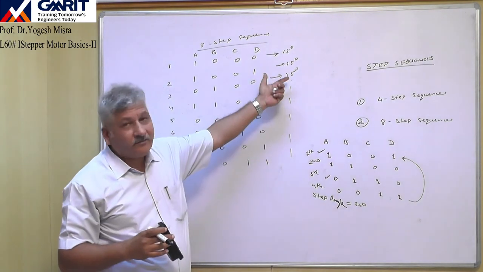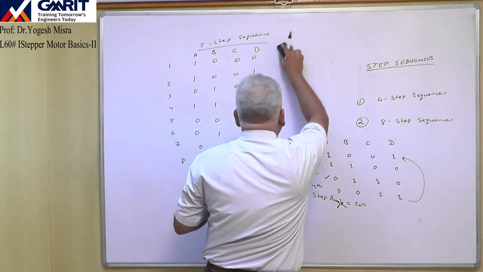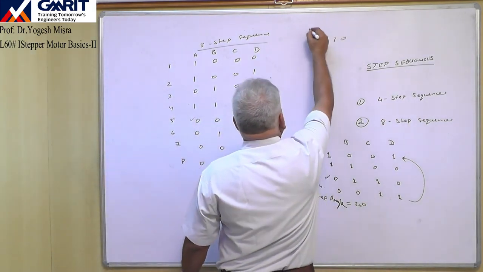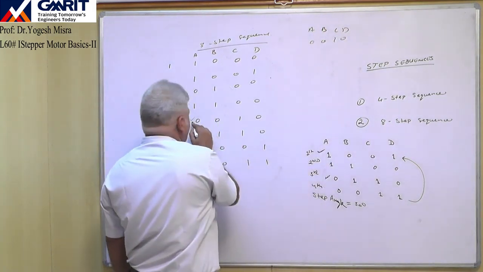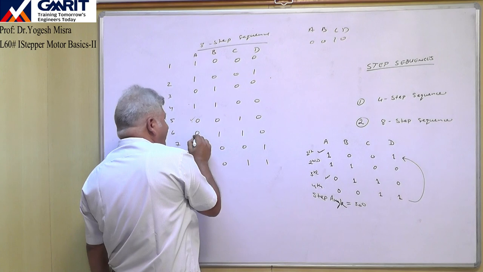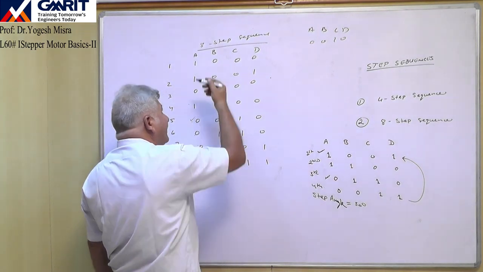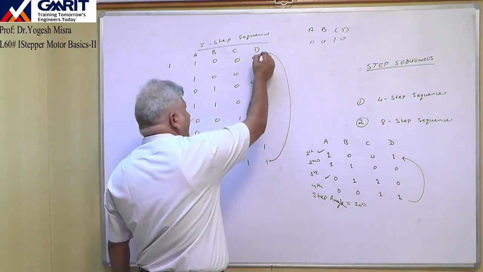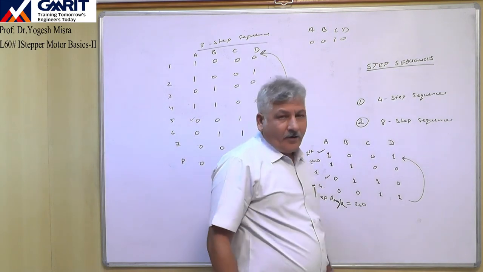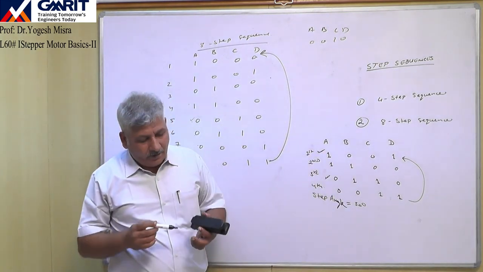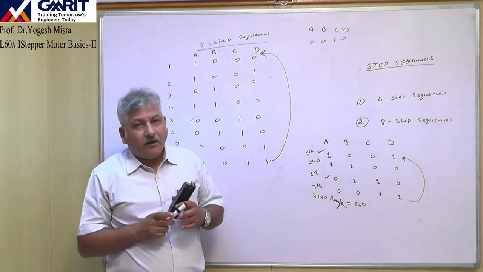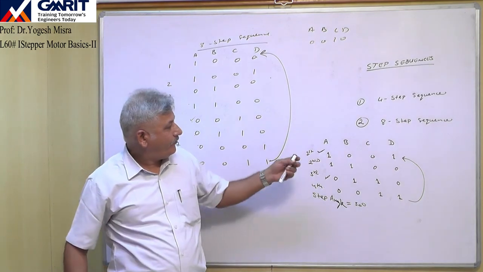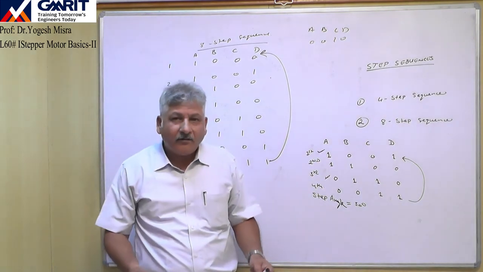But the resolution is more now. So you can start with any sequence. Suppose you have started with this sequence, that is 0 0 1 0 for A B C D. So this is your first step. Your next step should be this, then this, then this, in this way. Right? So from here you have completed this step. After this, again you have to go back to the first step. So these are the two steps. Now in the next lecture, we will discuss how to write a program with these steps, so that your motor will rotate.